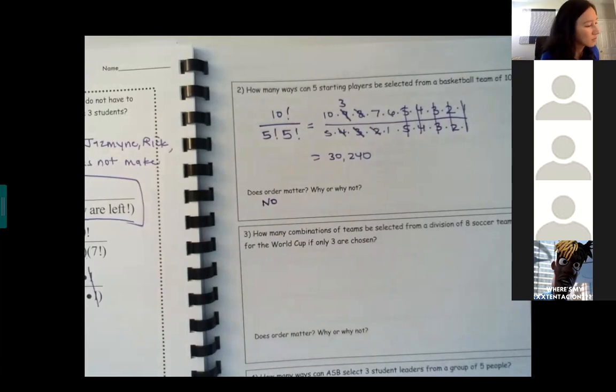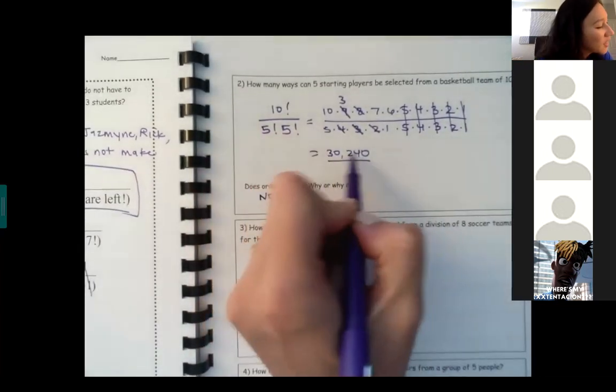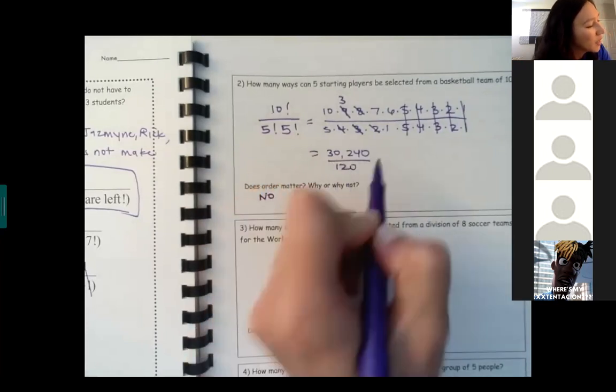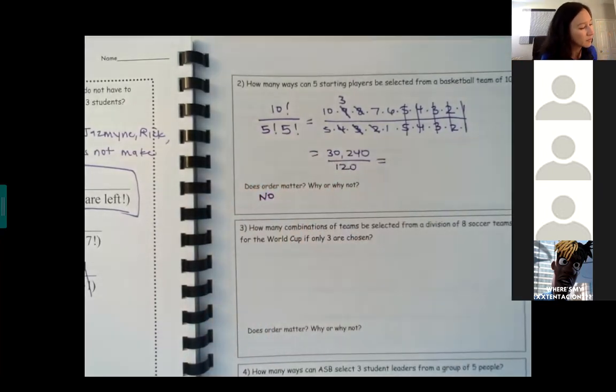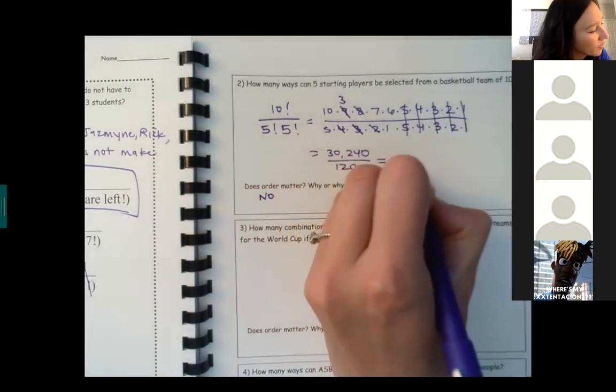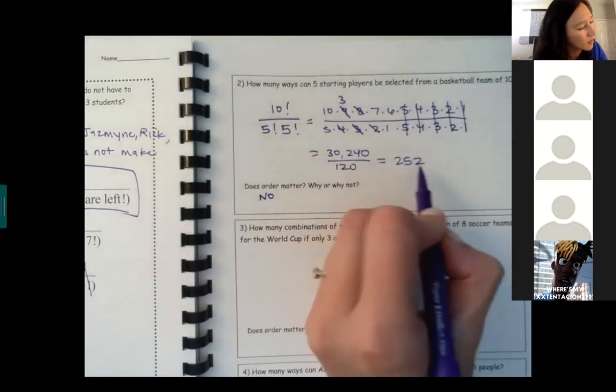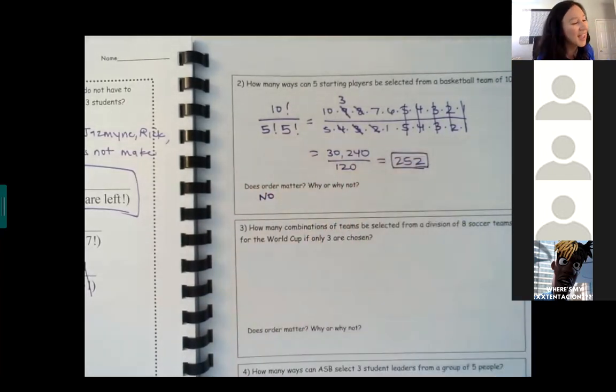Wait, no, that's not simplified. I thought I was going to tell you the fraction. Oh, then divided by. Okay, I was like, yeah, that's a big number. So 30,240 on the top, 120 on the bottom. Divided by 120, it would equal 252. Okay, perfect. Sounds about right.